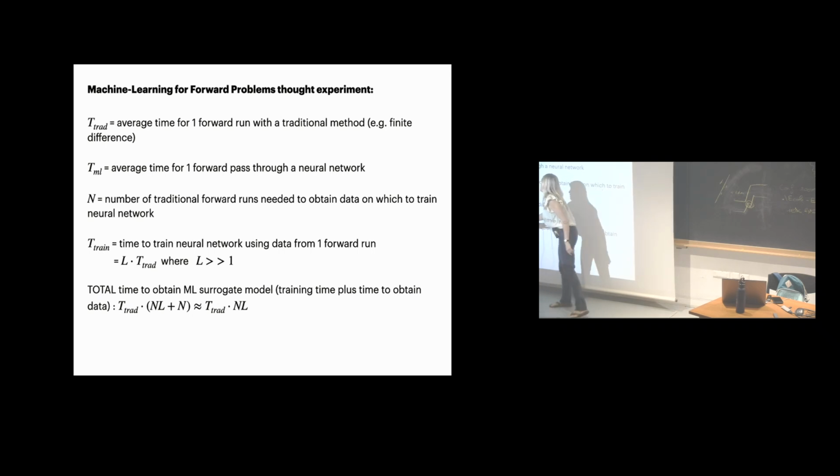The total time then to obtain a machine learning surrogate model, so this is training time plus time to obtain the data, is the sum of these two times, which is approximately the time to do one forward run of a traditional method times the number of data points you want, the number of forward runs you want to do, times this number L, which is the ratio of these two training times over here.